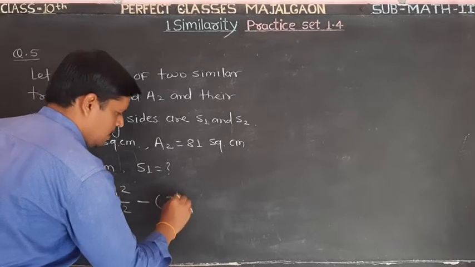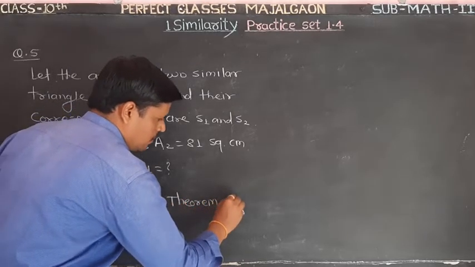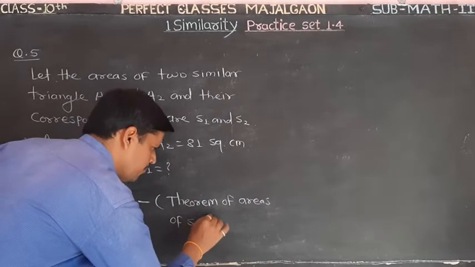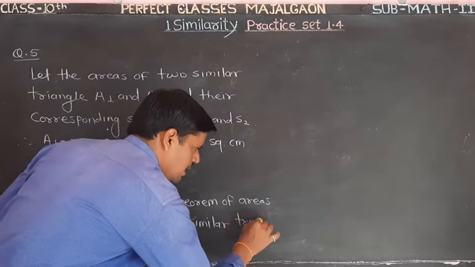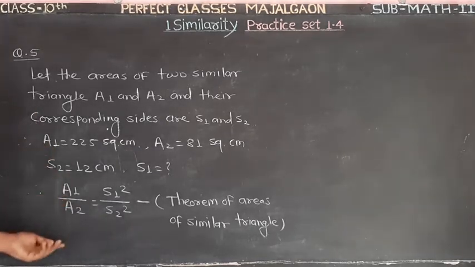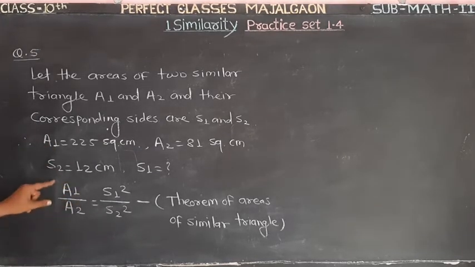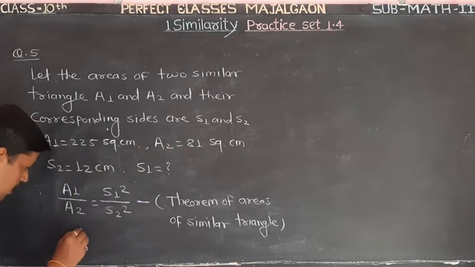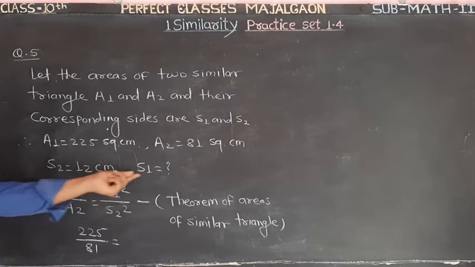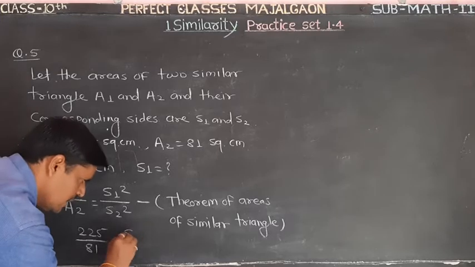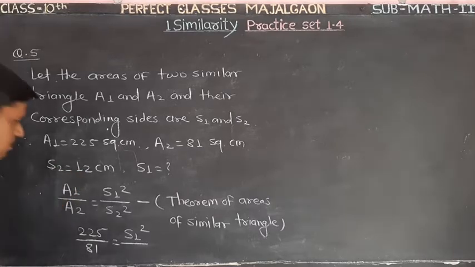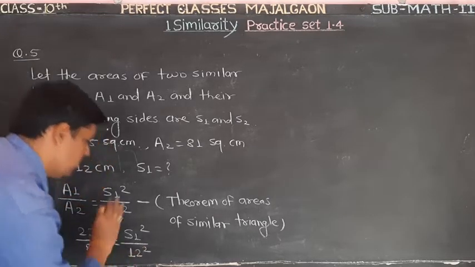The reason is the theorem of areas of similar triangles. Now we substitute the values. The areas of the bigger and smaller triangles are given, 225 upon 81. The side of the bigger triangle is not given, so it is written as it is, S1 square, and the side of the small triangle is given as 12, so we write 12 square.